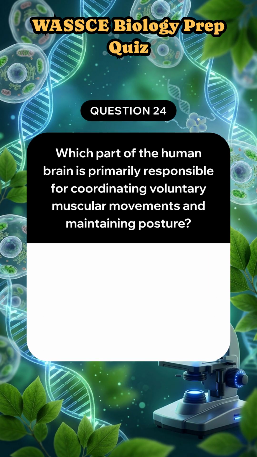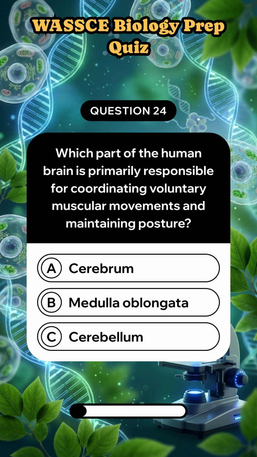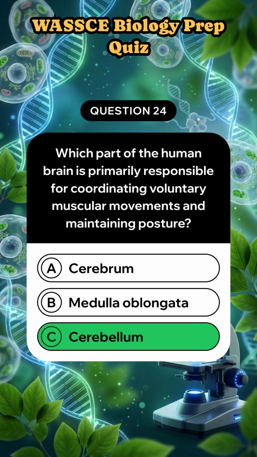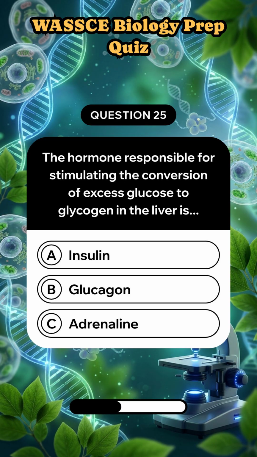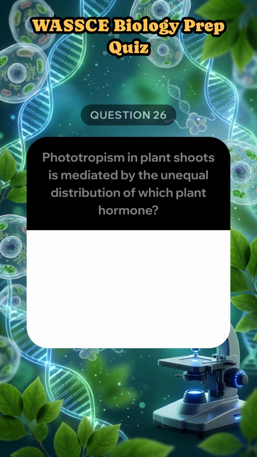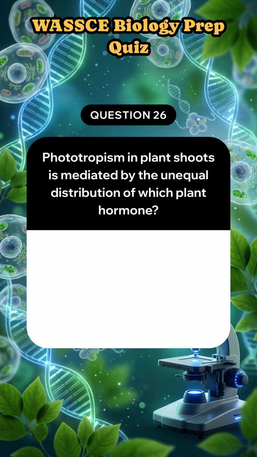Which part of the human brain is primarily responsible for coordinating voluntary muscular movements and maintaining posture? The hormone responsible for stimulating the conversion of excess glucose to glycogen in the liver is? Phototropism in plant shoots is mediated by the unequal distribution of which plant hormone?